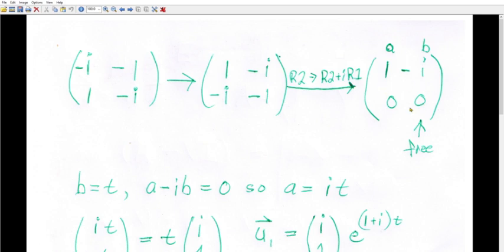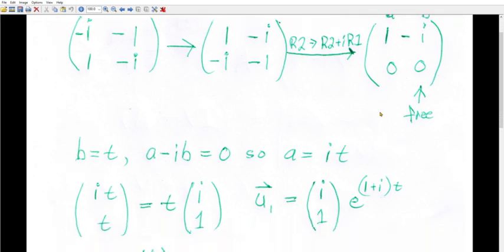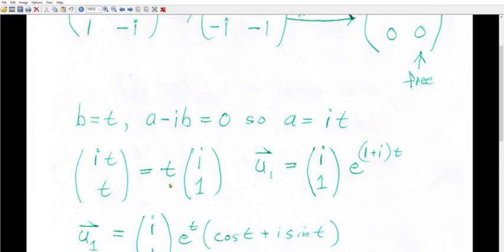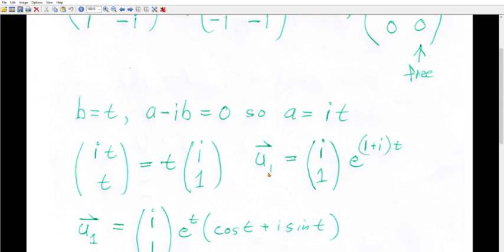We've got a 0 row and we've got a free column. And the free column is for the variable b. So b is t. This equation reads a minus ib equals 0. So a is ib, which is it. And our eigenvector is (it, t), which is equal to t times (i, 1). So that means that u1 is the eigenvector (i, 1) times e to the eigenvalue, (1 plus i)t.